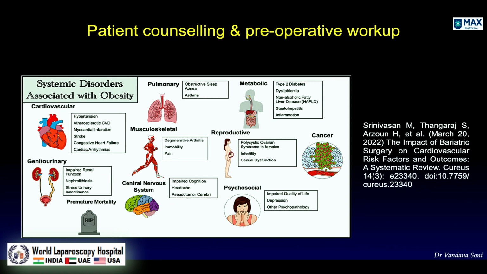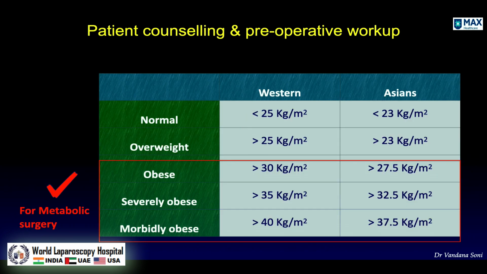So there are 13 cancers identified which have a higher incidence in obese patients, especially breast cancer, endometrial cancer, lung cancer, esophageal cancer. For all of these, there is a higher incidence and a strong relation with obesity. So these also become clear indications, and this is what we talk about as metabolic surgery.